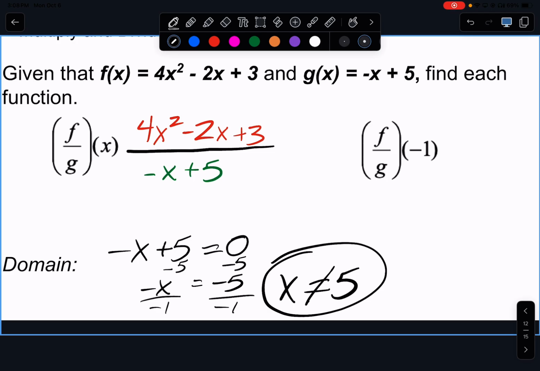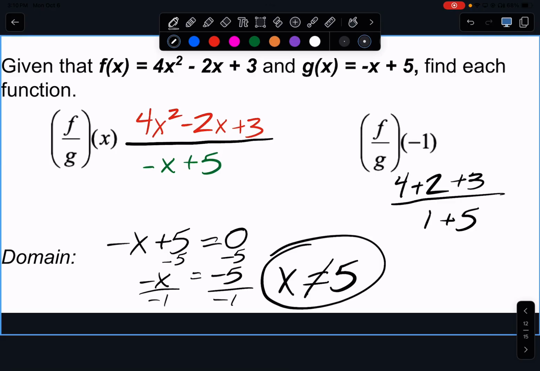Now if we go plug in the -1, we could evaluate f of x divided by g of x for when x equals -1. So 4 times -1 squared, so that's going to be 1. So 4 times 1 is 4. So I end up with 4 minus, it's actually going to be plus 2 plus 3 over -1 times a negative gives me a +1 plus 5 is what we should end up with. So 4 plus 2 is 6, plus 3 is 9. So I have 9 over 6, which is equal to 3/2.